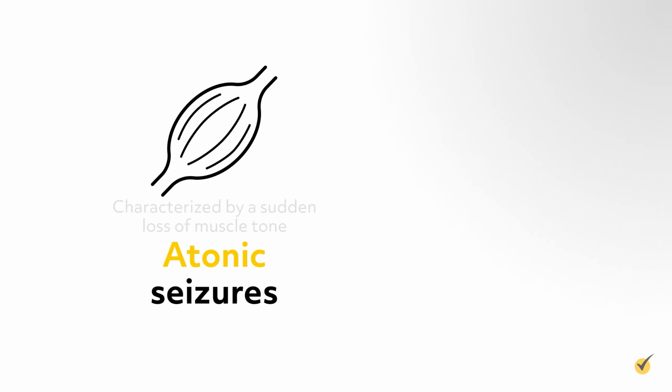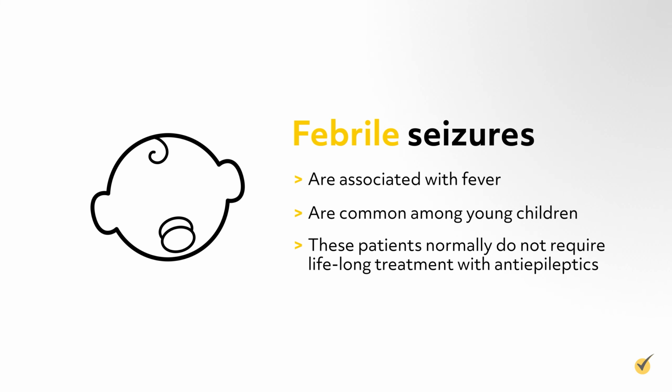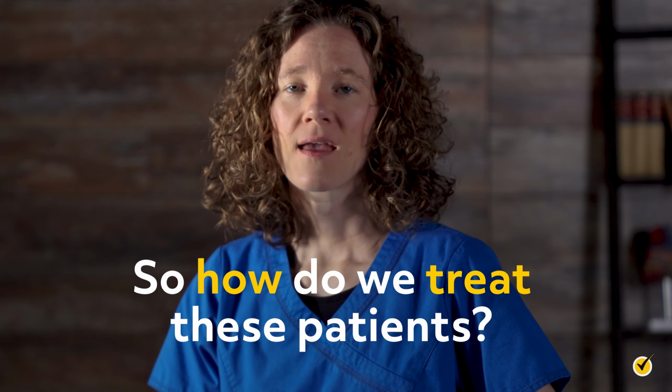Atonic seizures are characterized by a sudden loss of muscle tone, where myoclonic seizures consist of a sudden muscle contraction. Status epilepticus is a medical emergency and is defined as a seizure that lasts over 15 to 30 minutes or a series of recurrent seizures where the patient loses consciousness. Lastly, febrile seizures are associated with fever and are common among young children. These patients normally do not require lifelong treatment with antiepileptics. So how do we treat these patients?